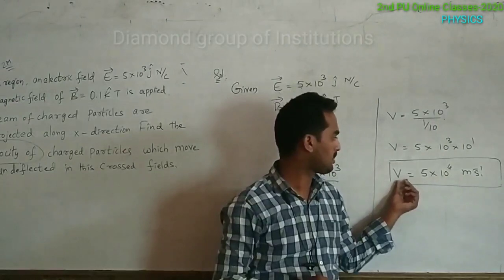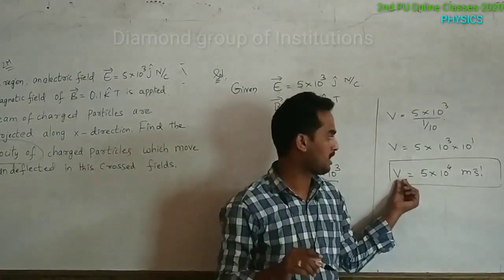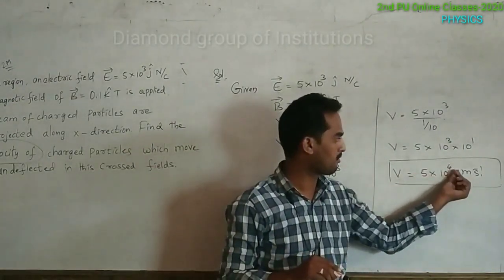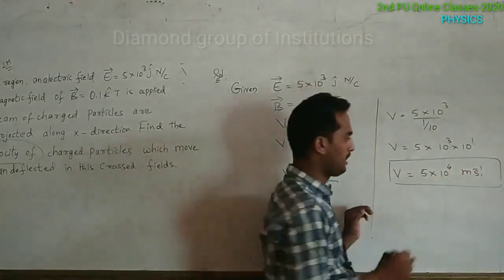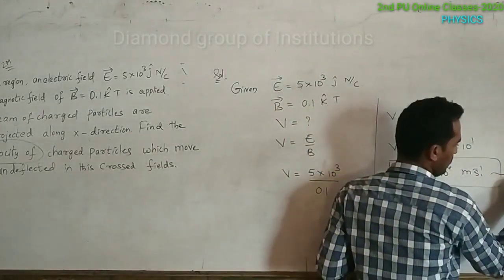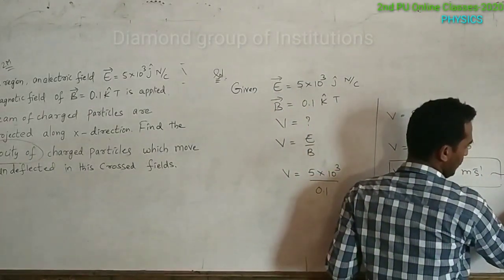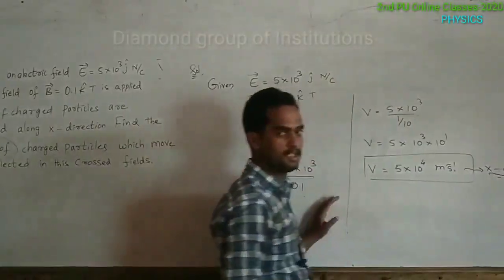So what is the velocity of the charged particle? 5 into 10 to the power of 4 meter per second, and that particle is moving along which direction? X direction. So this is the solution.